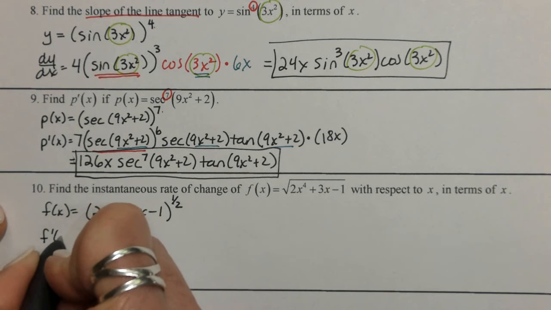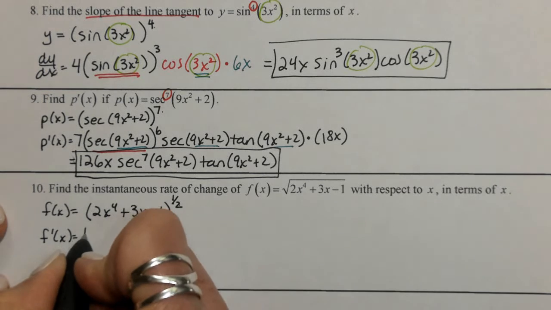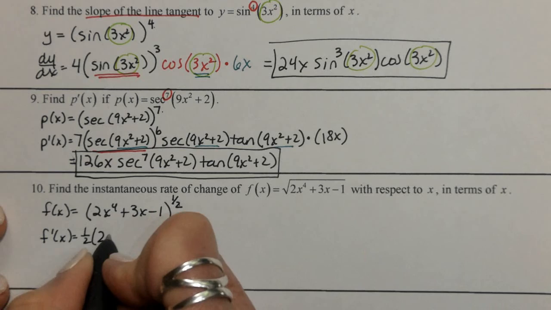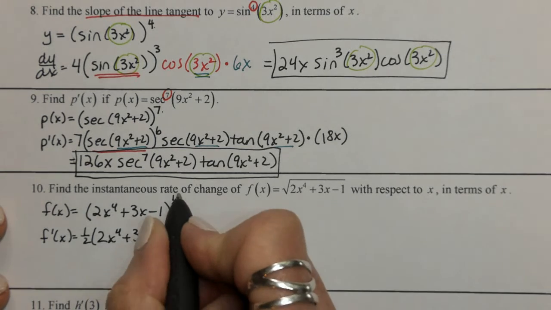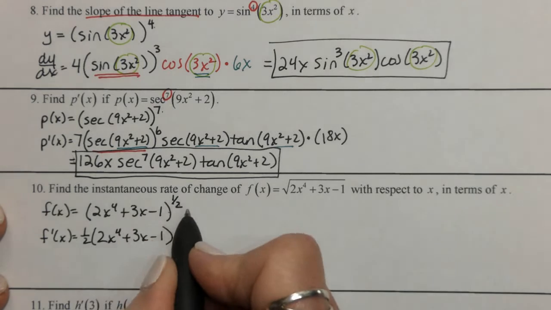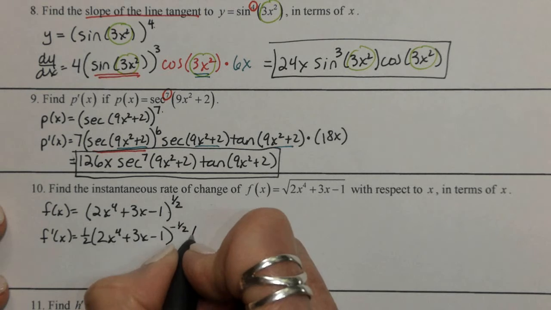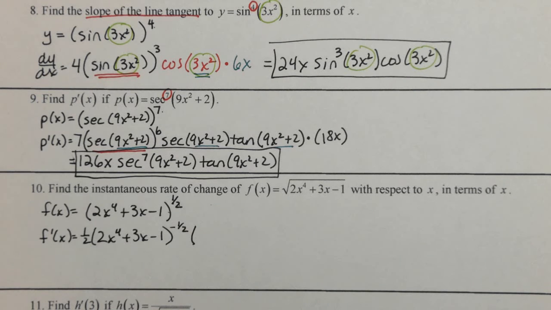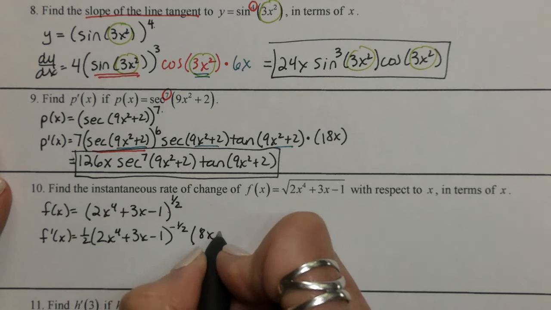So f prime of x is equal to 1/2 times the lead coefficient. Keep your middle, keep your inside. Decrease your power by 1. 1/2 minus 1 is negative 1/2. And then multiply by the derivative of the inside. 8x plus 3.